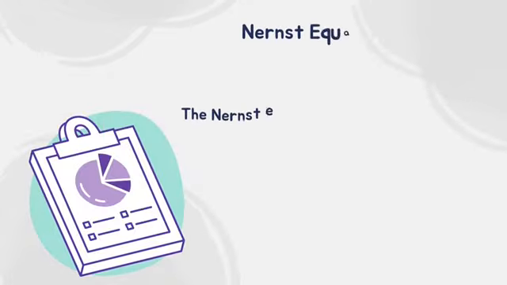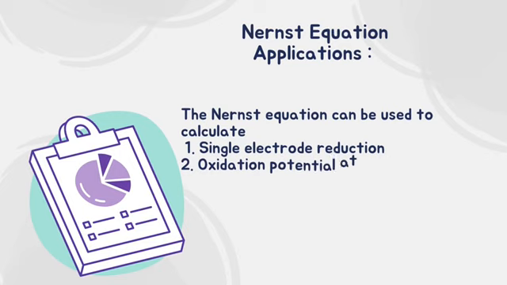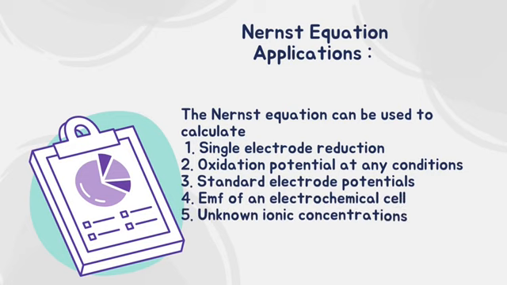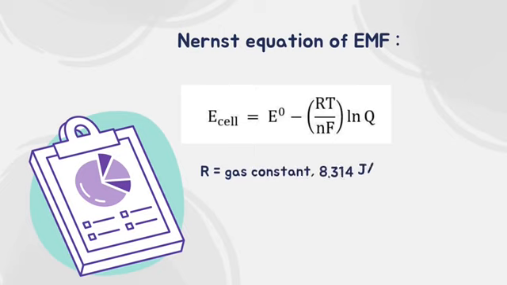Now let's move to the Nernst equation applications. The Nernst equation can be used to calculate, first, the single electrode reduction, second, the oxidation potential at any conditions, third, the standard electrode potentials, fourth, the EMF of an electrochemical cell, EMF meaning the E cell itself, and the last is unknown ionic concentrations.